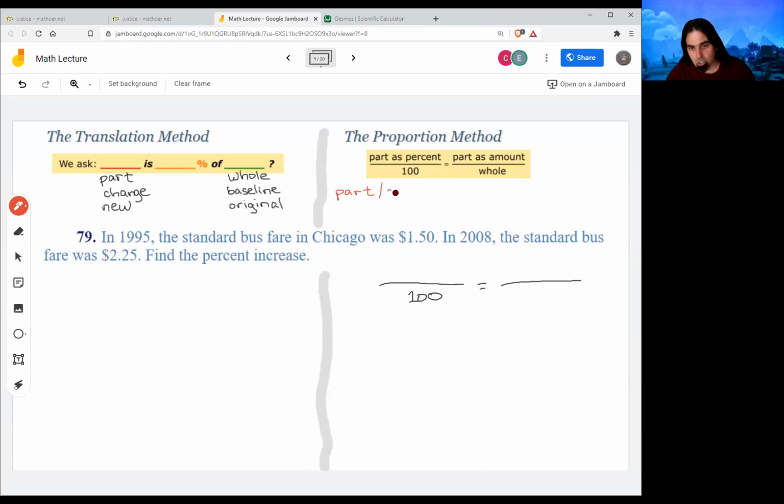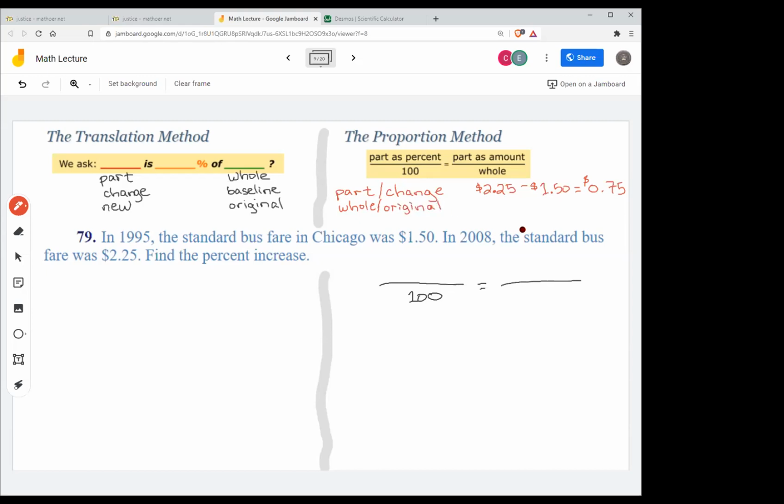So the part or the change, that's the increase. It's the difference between them. We have to subtract. So 2.25 minus $1.50 gives us 75 cents. Okay, what's the whole amount or the original? Would it be 150?